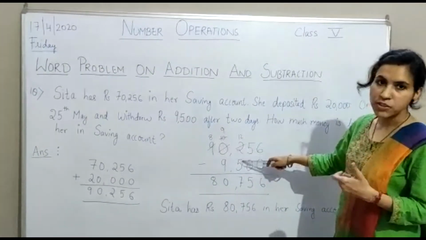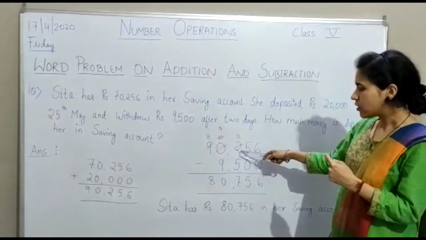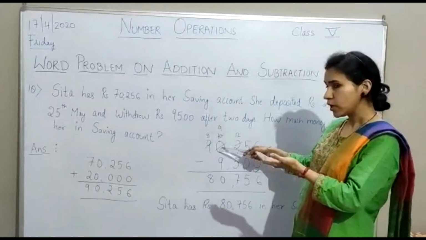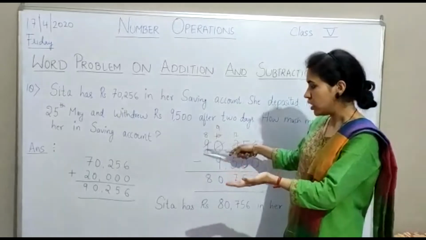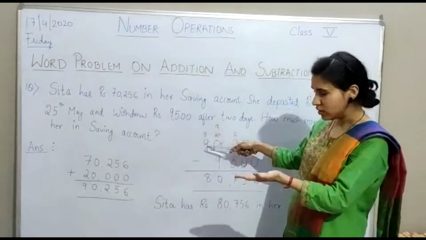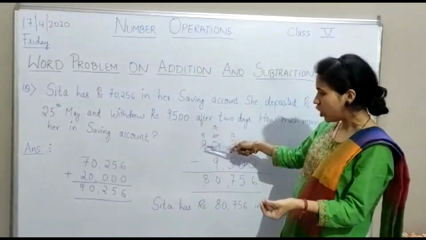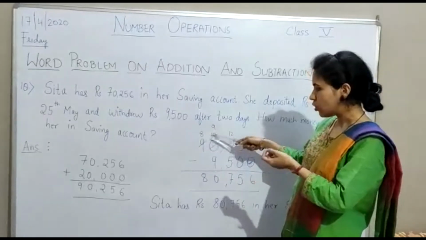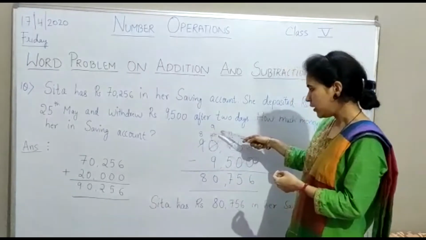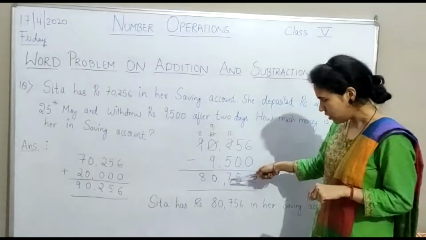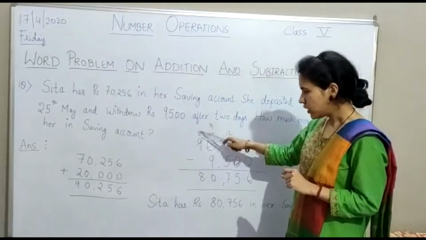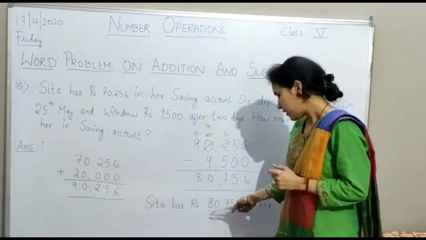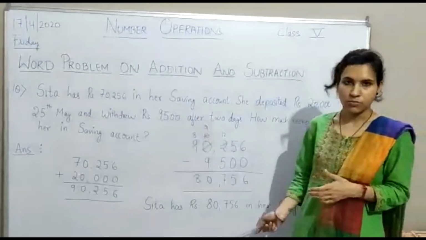Now 2 minus 5 is not possible. Minus nahi hota hai. So it will ask for a carry forward from the next digit. So 0 ke paas khud hi carry nahi hota hai, kuch hota hi nahi hai. So ek 0 kya karta hai, jata hai next number ke paas carry maangne ke liye. Jab wo next number ke paas carry maangne jata hai, jo number carry deta hai uske paas 8 ho jayega, uske paas ek kam ho jayega, aur wo dusre ko dega to uske paas 0 ho jayega, but 10. Now the 10 will give the carry. Jab wo kisi aur ko carry dega to wo ho jayega 9 and it will become 12. Now 12 minus 5 is 7, 9 minus 9 is 0, 8 minus nothing is again 8. So Sita has rupees 80,756 in her savings account.